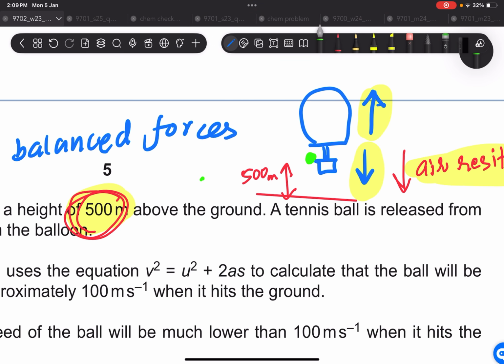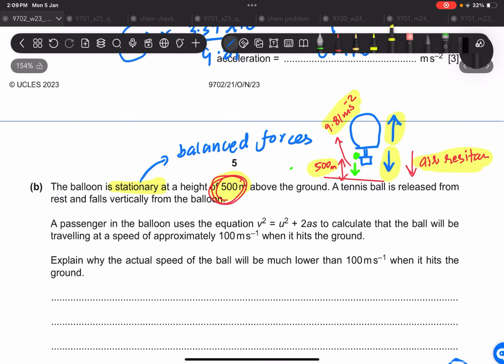Okay. And I now release a tennis ball from the balloon downwards. जब हम उसे बैलून से डाउनवर्ड्स रिलीज करेंगे, उसकी इनिशियल एक्सेलरेशन क्या होएगी? 9.81 मीटर्स पर सेकेंड स्क्वायर. ये उसकी इनिशियल एक्सेलरेशन है. इस हाइट से वो फॉल कर रही है. खुद ही समझदार हो आप लोग.